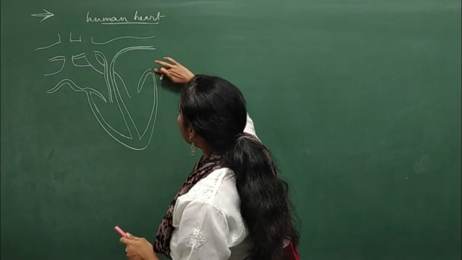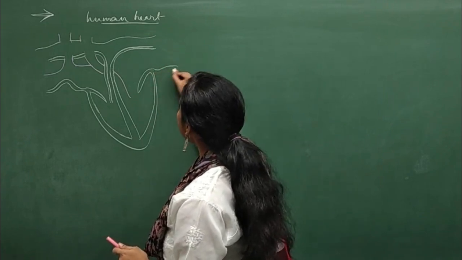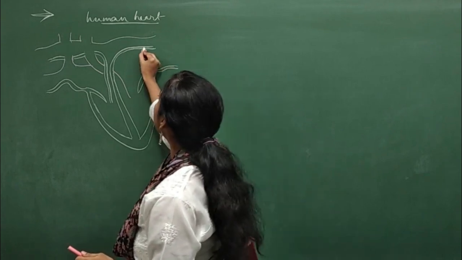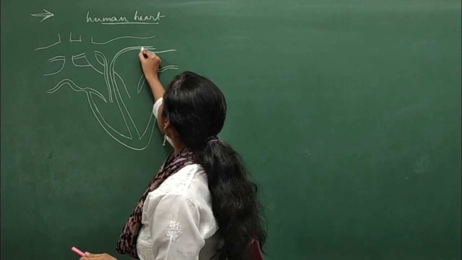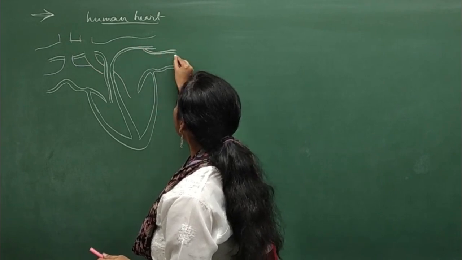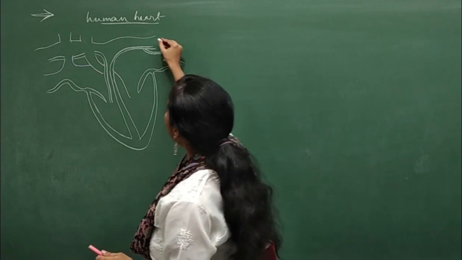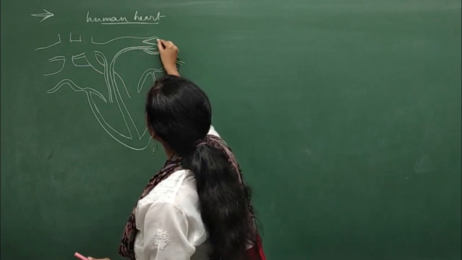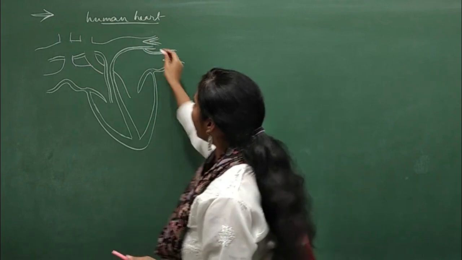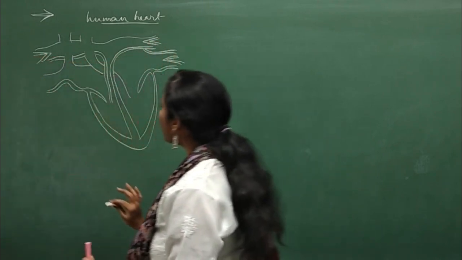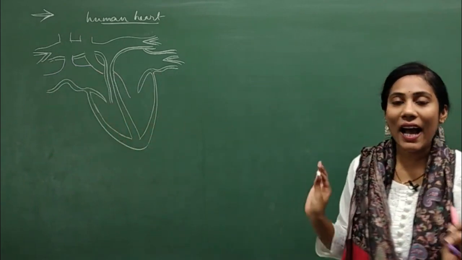So what I do here is I'd be erasing this and I would do something like this. I am actually showing the pulmonary vein, guys. So this is our pulmonary vein. That's it, right? And this is the pulmonary artery. Like this. You just have to do something like this. Over. So this is your heart.